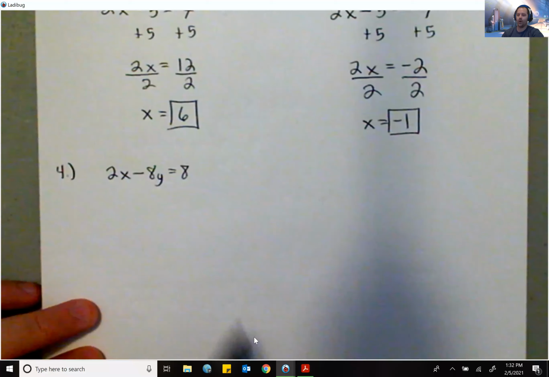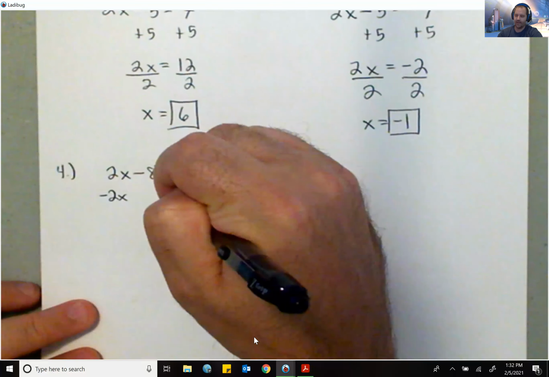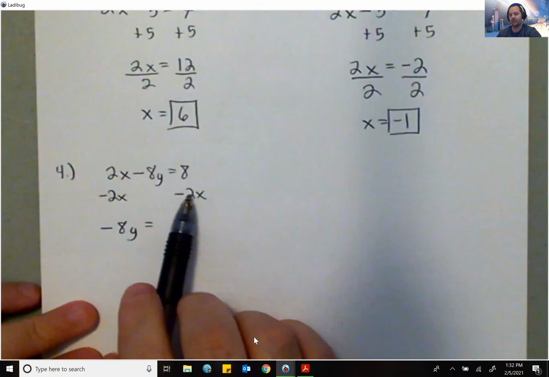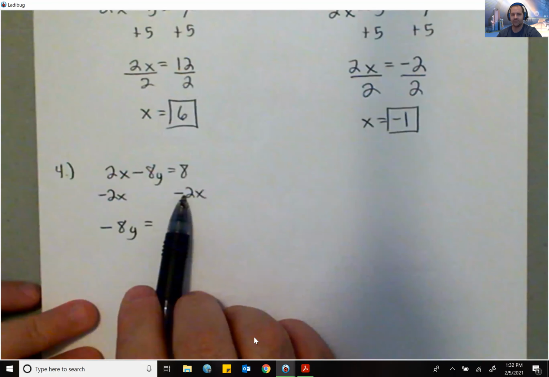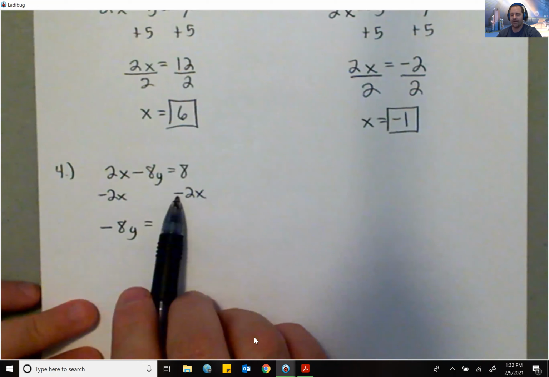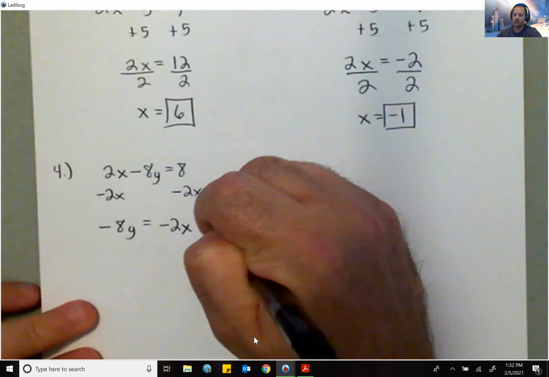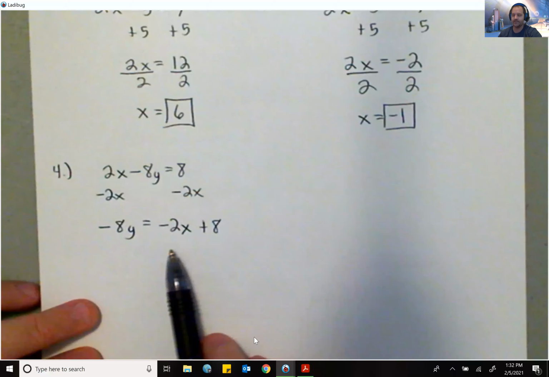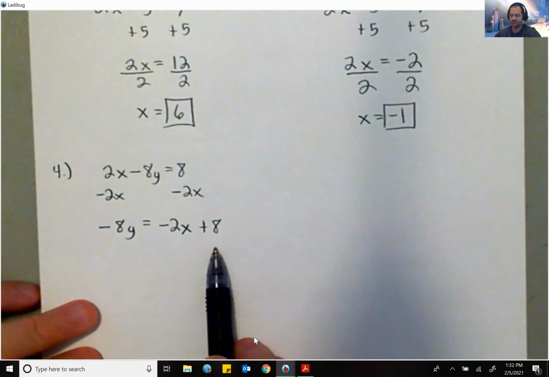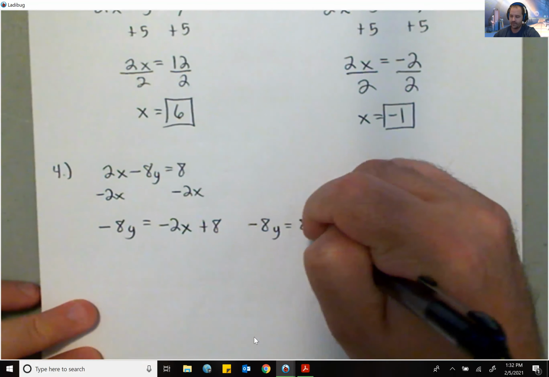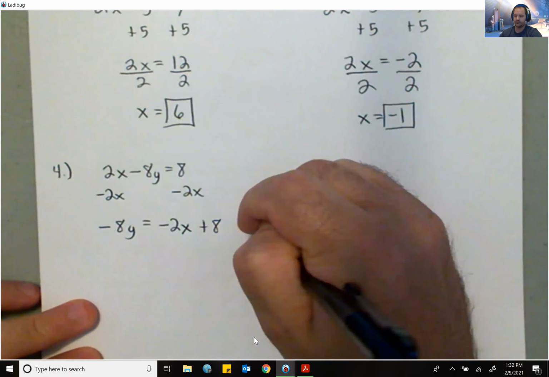So how can I get y by itself here? Subtract 2x. Subtract 2x. Good. Move the x away from the y. So that's going to give me -8y equals, and now you can write this one of two ways. You can put the 8 minus 2x, or you can put negative 2x plus 8. I always like to write my x first. But there is nothing wrong if you put 8 minus 2x. So if you have it looking like this, there is nothing wrong with that. That is a-okay.